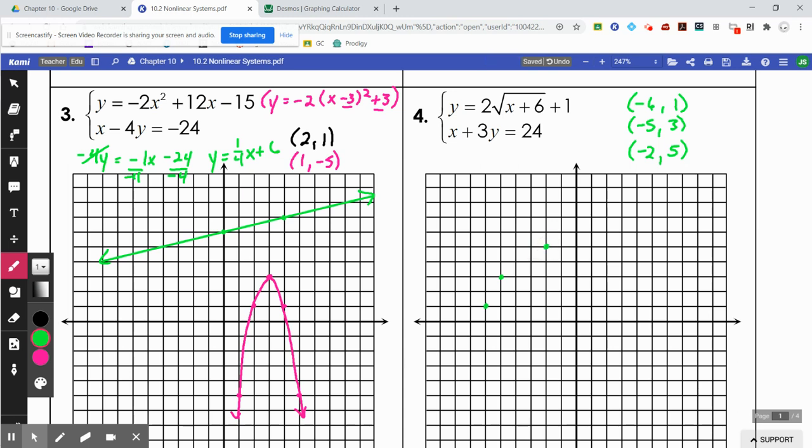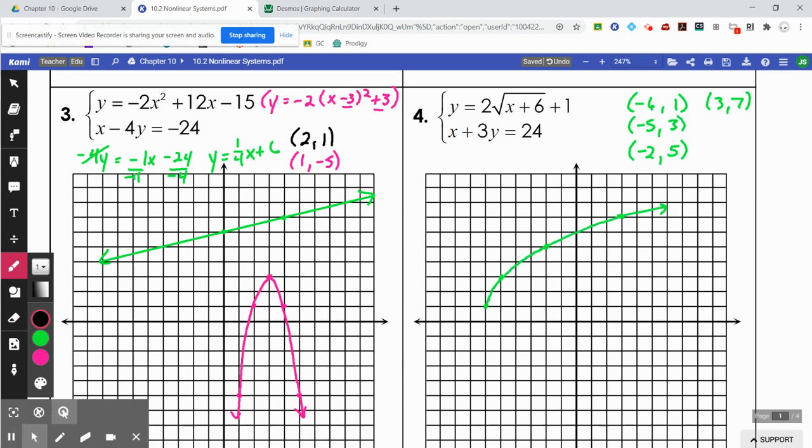And then maybe a value like 3. That gives me the square root of 9. That'd be 2 times 3 is 6, plus 1 is 7. So at (3, 7). I believe that'll be enough of a graph. Let's go ahead and connect our dots, and here's my graph.